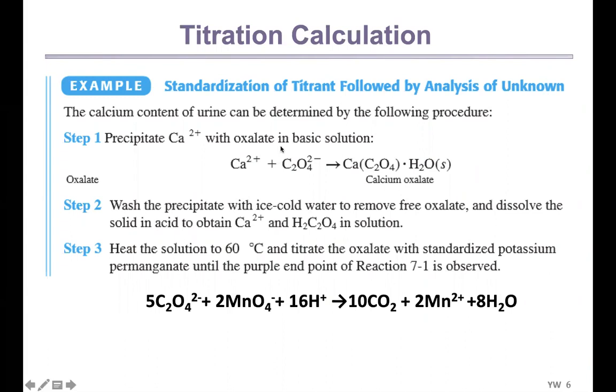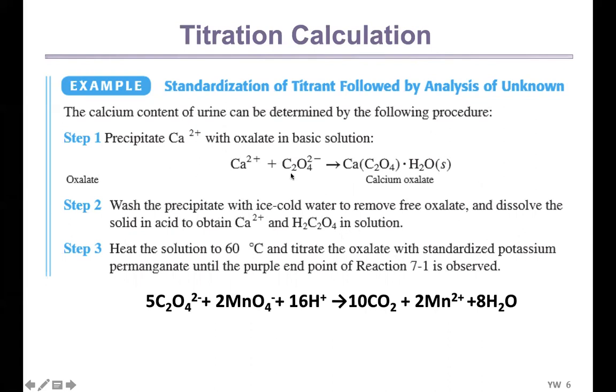Okay, so how does this work? The calcium content of urine can be determined by the following procedure. First of all, you will precipitate calcium with oxalate in basic solution. Okay, you will form this oxalate, and then you will wash the precipitate with ice cold water to remove free oxalate and dissolve the solid in acid to obtain calcium and oxalic acid in solution.